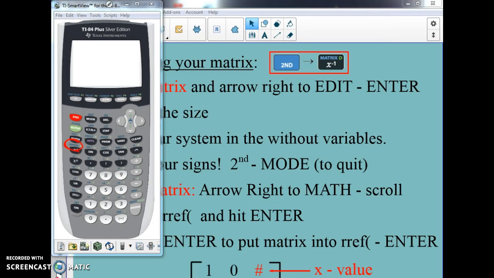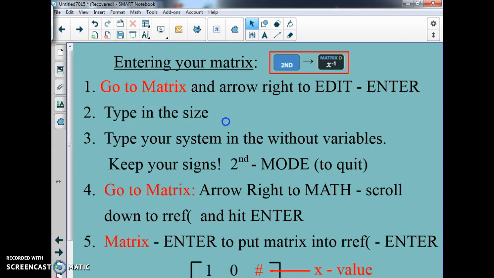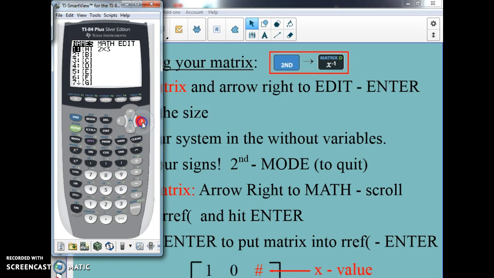Okay. Matrix is a blue key. So I hit the second button to get there. So now I go second, x to the power of -1, and I enter in my matrix area. All right. I go to matrix and right arrow over to edit, enter. So again, I'm going to go over to edit, and I'm going to hit enter.